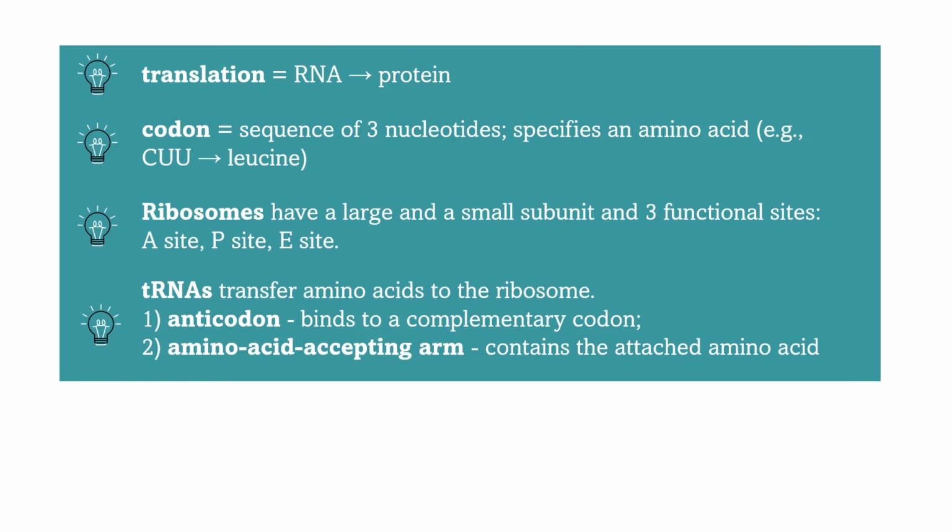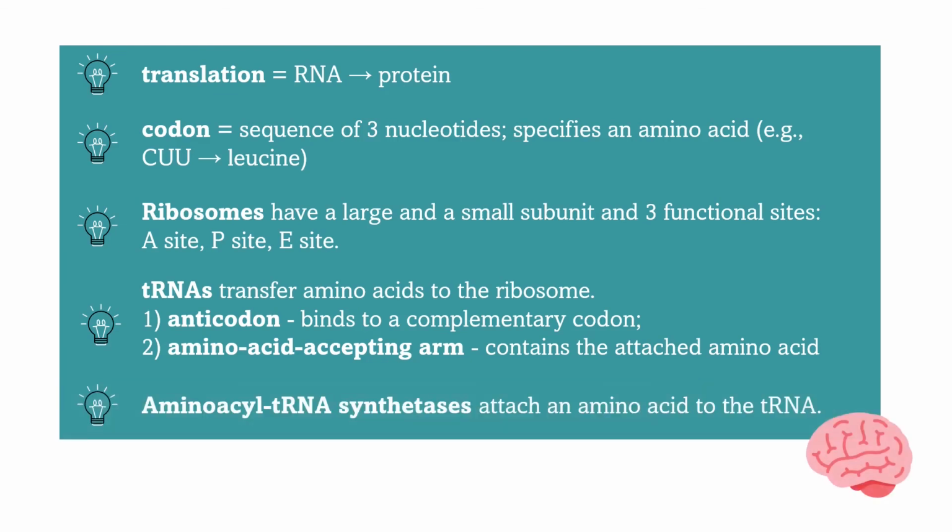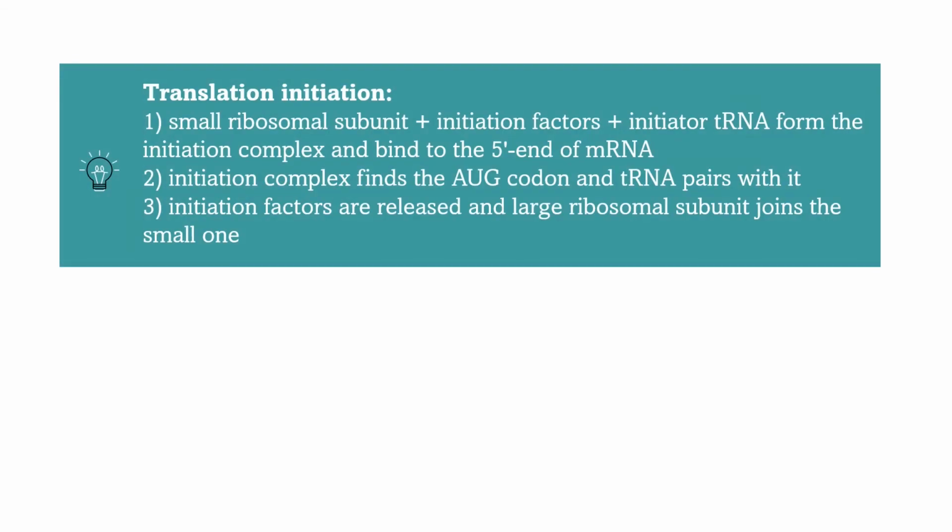We said the enzymes responsible for attaching the amino acid to the tRNA are the aminoacyl-tRNA-synthetases. Then we said that in order to initiate translation, the small ribosomal subunit, together with the initiation factors and the initiator tRNA, forms the initiation complex, which binds to the 5' end of the mRNA. Once it finds the adenine-uracil-guanine codon specifying methionine, tRNA pairs with it, initiation factors are released, and the large ribosomal subunit joins the small one.